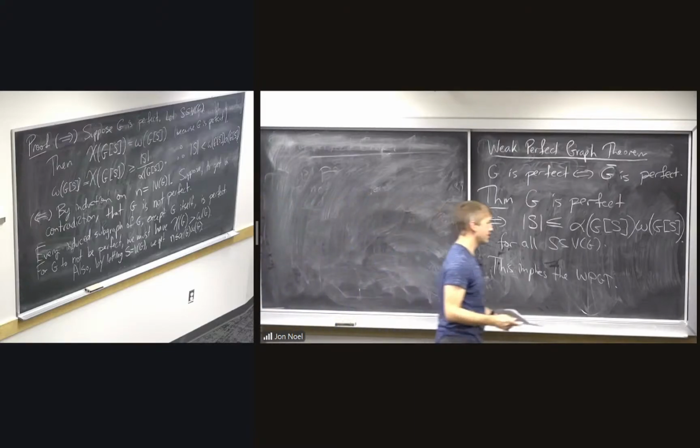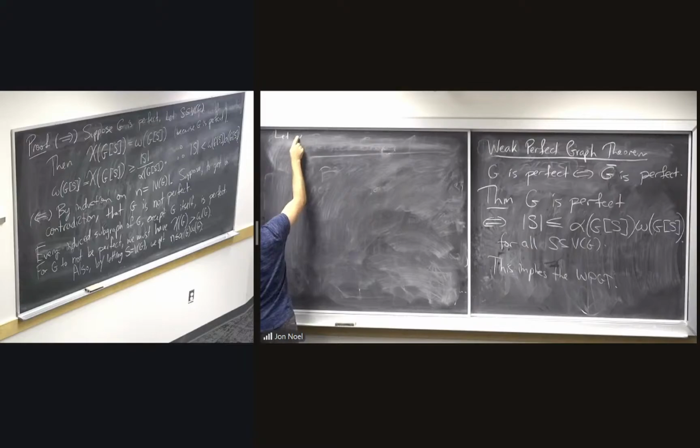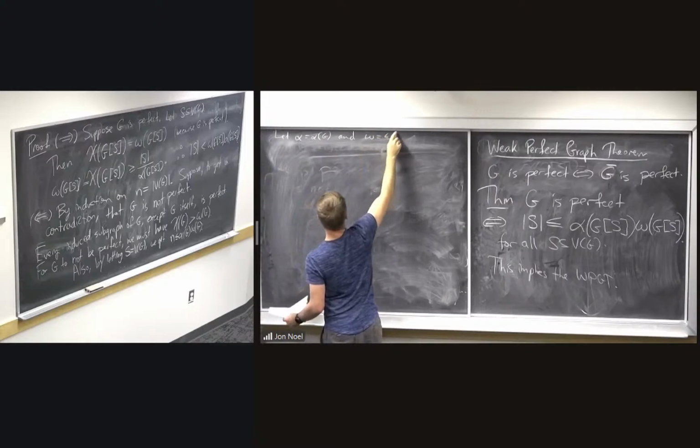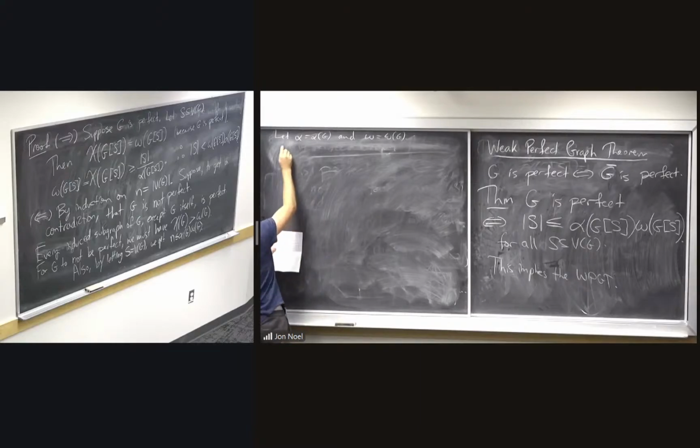Maybe, for a bit of notation, let's just let alpha be alpha of G and omega be omega of G, just to make it shorter to write things. So here's a claim.